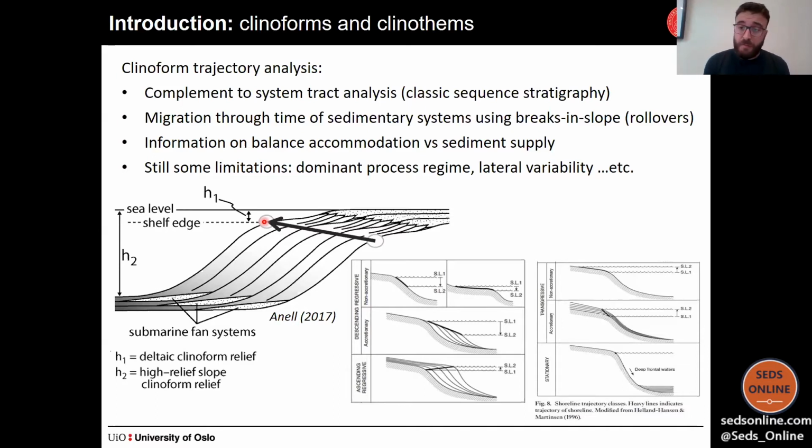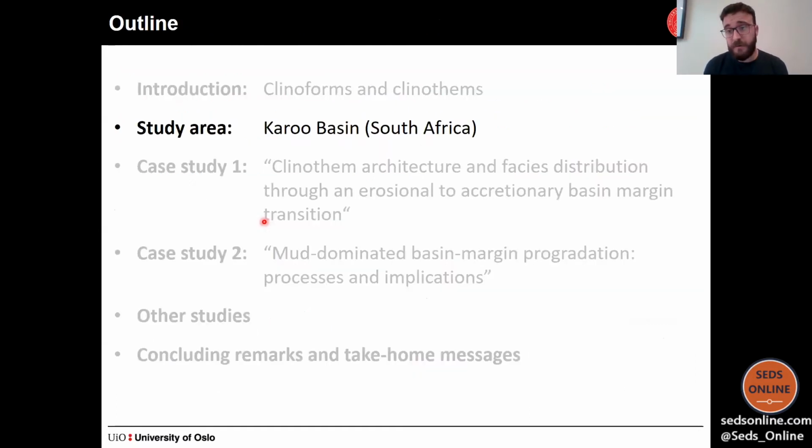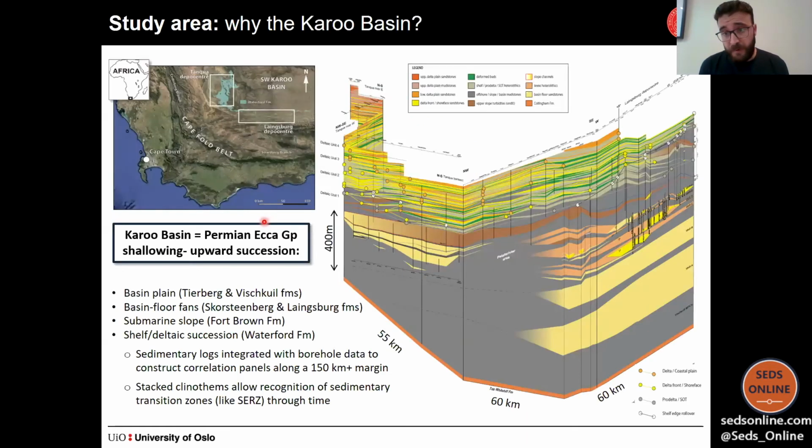In order to bridge some of these limitations of the model, we have outcrop examples. Outcrop examples allow us to study these clinothems in higher detail and in higher resolution than what seismic can achieve. And that is why we go to places like the Karoo Basin in South Africa. Some of you may know about the Karoo Basin. The Karoo Basin is located in the south of the African continent. And the Karoo Basin formed as a retroarc foreland basin as a consequence of the subduction of the Paleo-Pacific plate underneath the southwest margin of Gondwana.